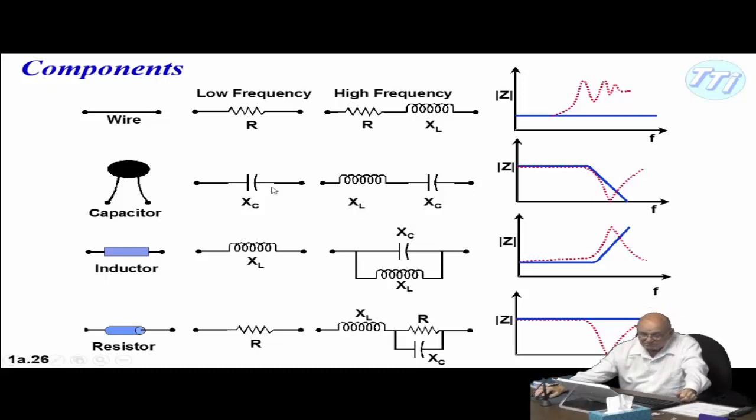Here's an inductor. An inductor specifically looks like this, but what will happen is you actually have capacitance between the windings themselves. So you end up with a parallel circuit, which you can see takes on this form, specifically the higher we get in frequency.